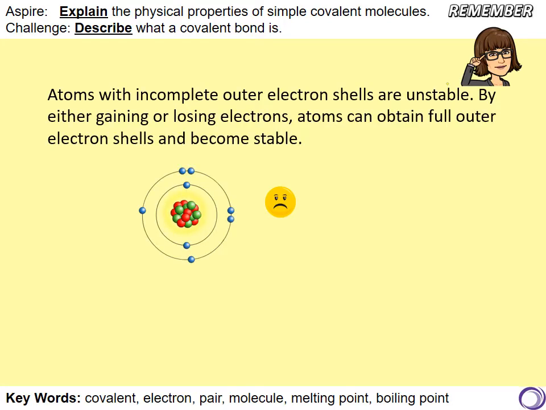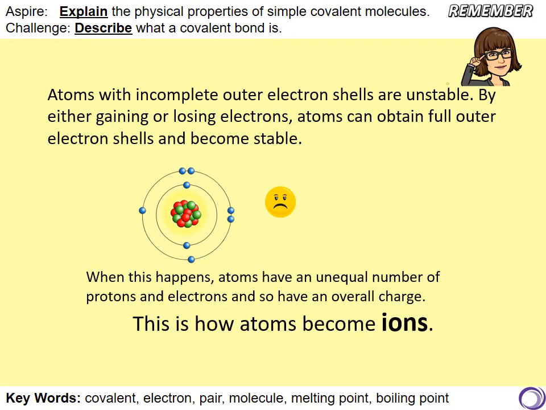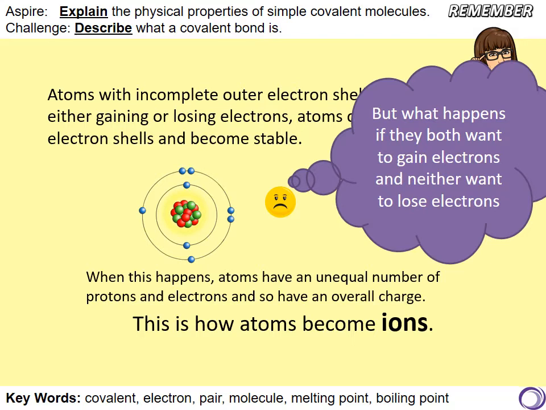In our previous lessons on ionic bonding, we talked about atoms having incomplete outer shells and how that made them unstable, and that they could gain or lose electrons to become stable atoms with full outer shells. When they did this, they had unequal numbers of protons and electrons, and the atoms became ions. And when we had this, it was usually between a metal and a non-metal, one atom that wanted to lose electrons and one atom that wanted to gain electrons. But what happens if they both want to gain electrons and neither wants to lose electrons?